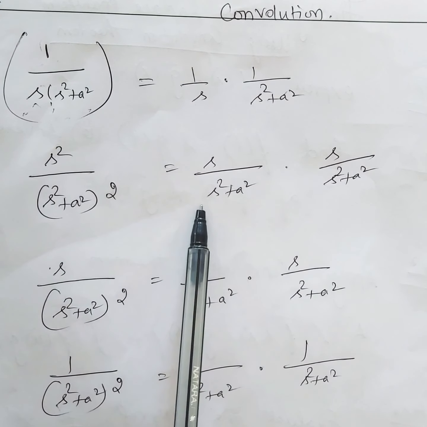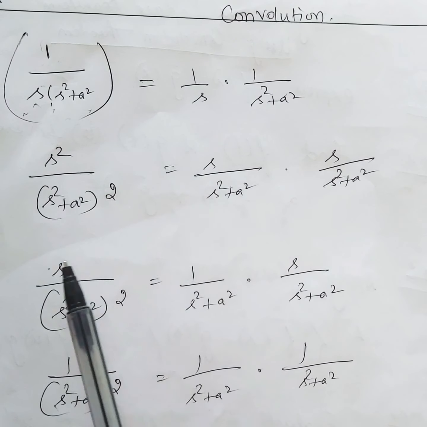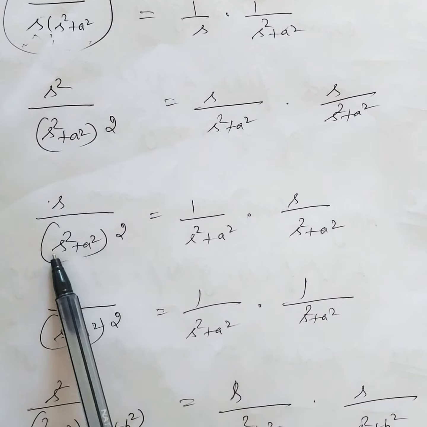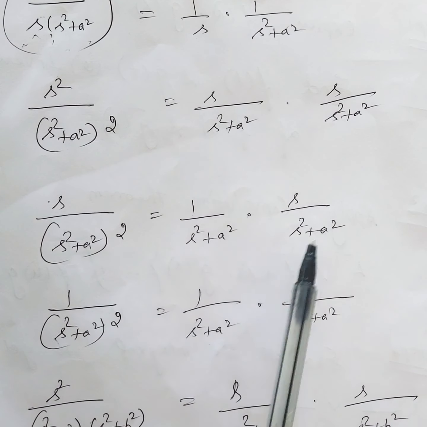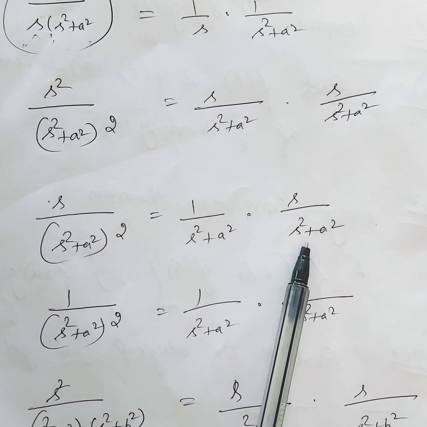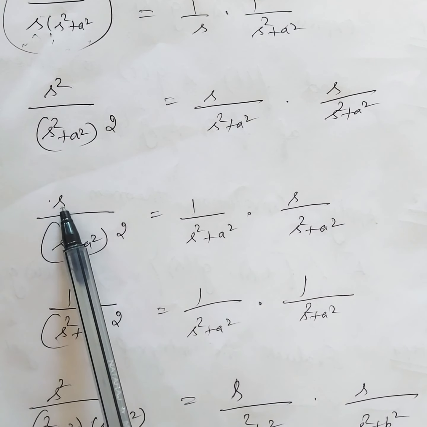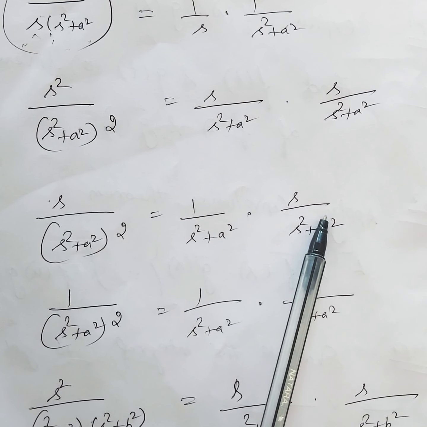So, s by s square plus a square as f bar of s, again s by s square plus a square as g bar of s. Okay. Again see this term, s by s square plus a square the whole square. There are two squares in the denominator, so first you split the denominator, one s square plus a square here, one s square plus a square here. So, numerator only one s is there, for one term you write 1, for another term you write s.